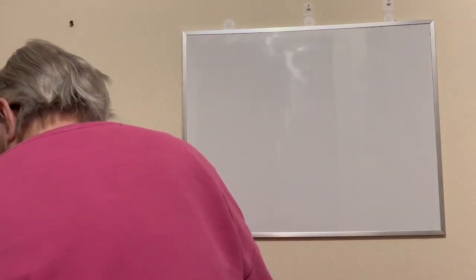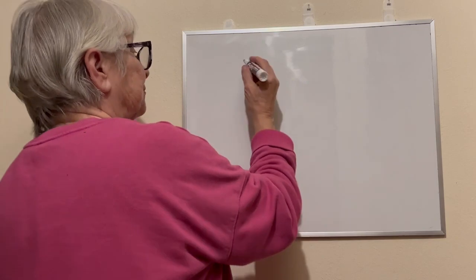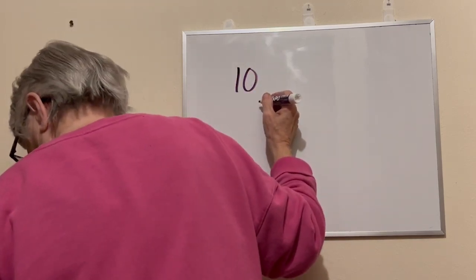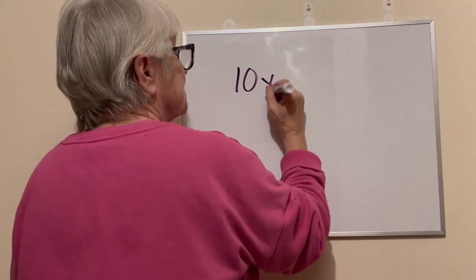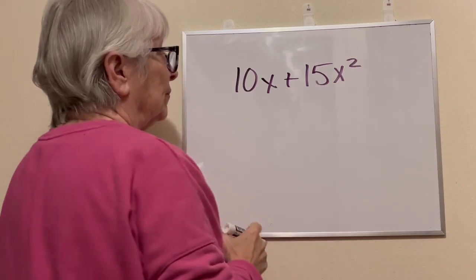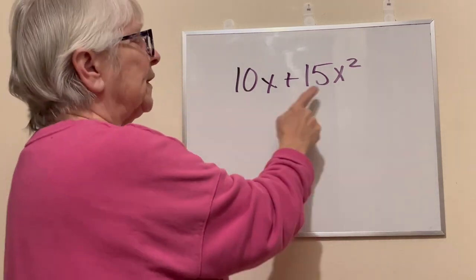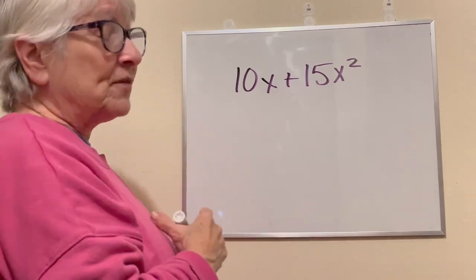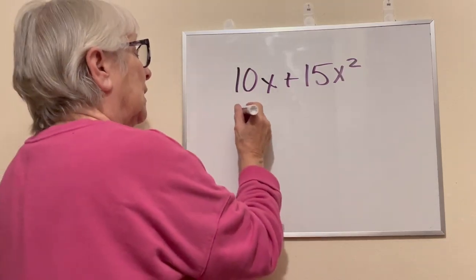See if this purple marker works. Let's try 10x plus 15x squared. Now, what goes into both 10 and 15? 5. And 5 is the greatest common factor.